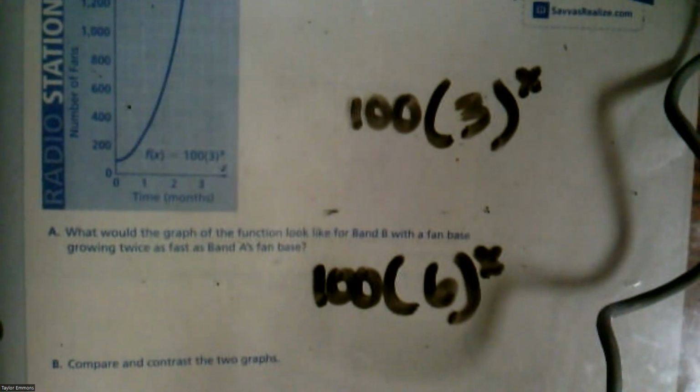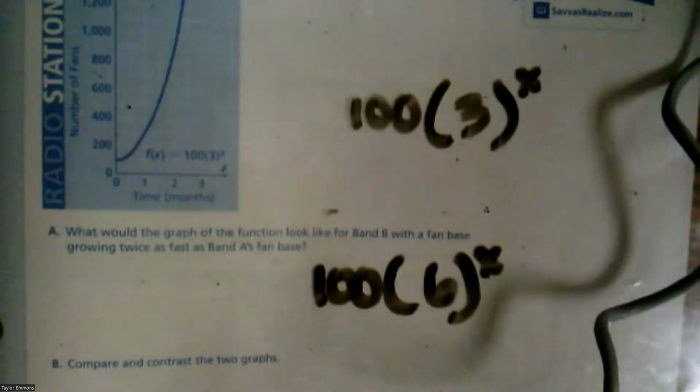All right, so now compare and contrast these two. Are our bases the same? 3 versus 6. Are they the same? No. So the bases are different. But our initial is the same. So bases are different. Initial is the same.